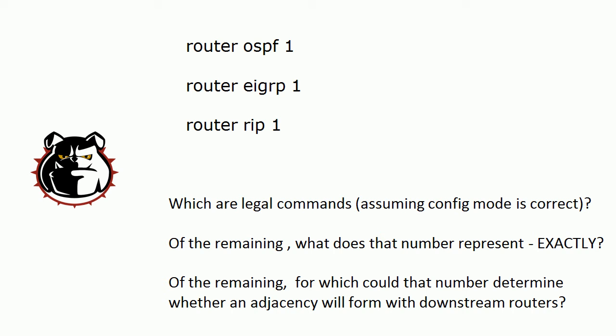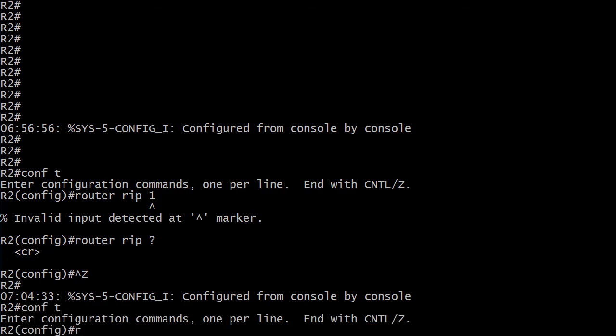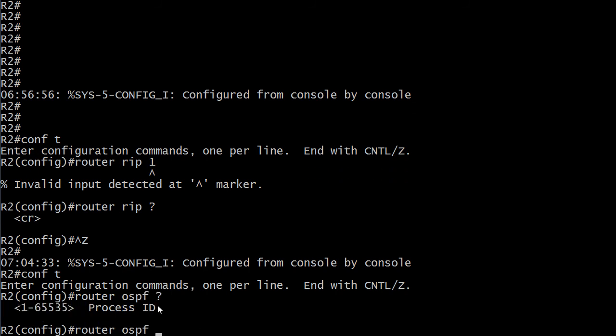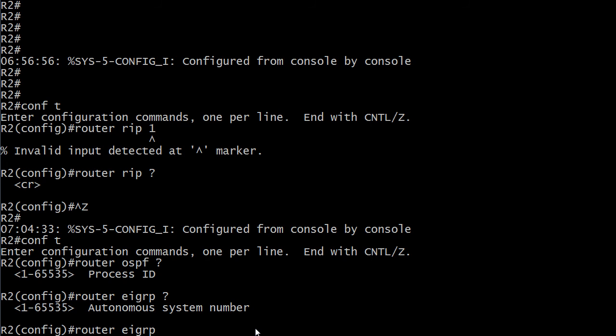Now, of OSPF and EIGRP, what exactly does that number mean? Well, let's get that back. That was not subliminal advertising, that was just me hitting the wrong button. Okay, with OSPF, we're looking at a process ID. It is a process number. With EIGRP, we're looking at an autonomous system number, generally referred to as an AS number. So while the range is exactly the same according to IOS help, OSPF uses a process ID and EIGRP uses an autonomous system number. So is this just tomato, tomato?